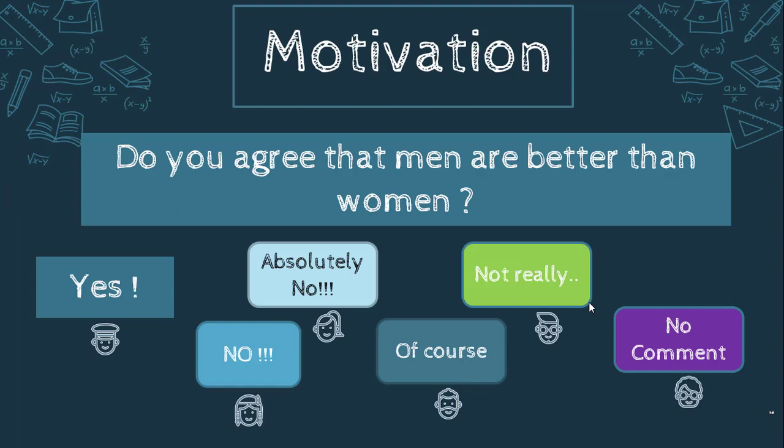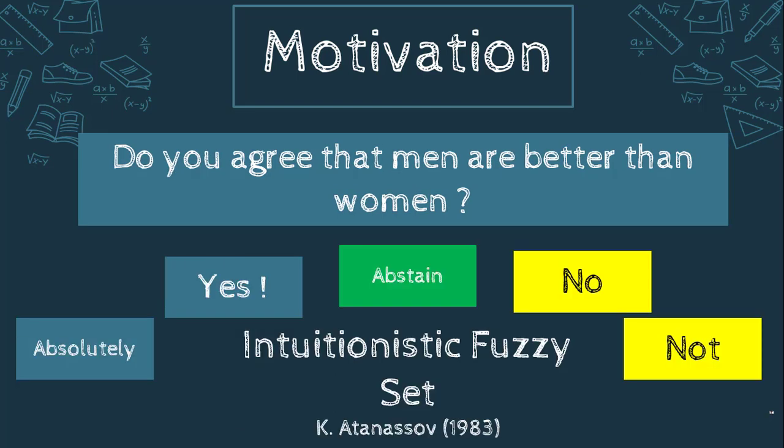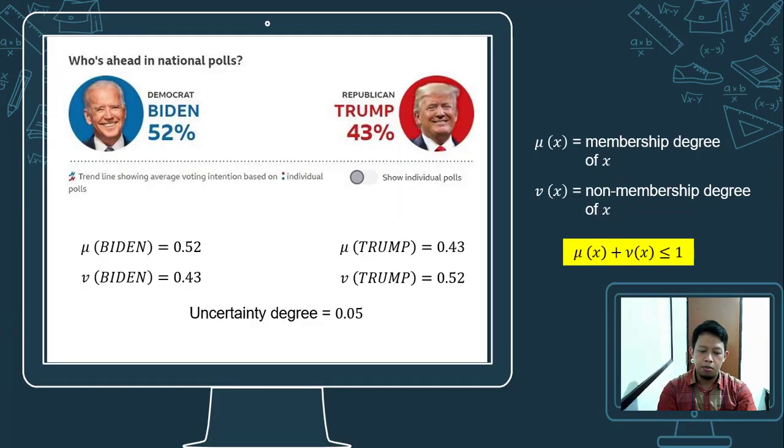We start with the question: do you agree that men are better than women? Now, let's talk about the real condition, where uncertainty will appear in the answer, like abstaining, or something like that. The set which is characterized by an uncertainty degree is called Intuitionistic Fuzzy Set, or IFS. It was defined by Atanassov. Let's make an illustration about IFS.